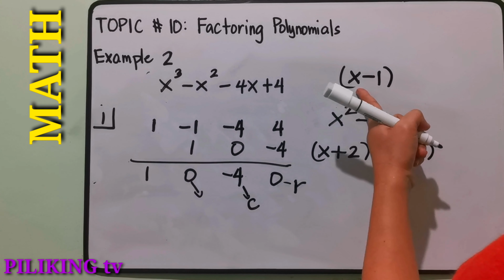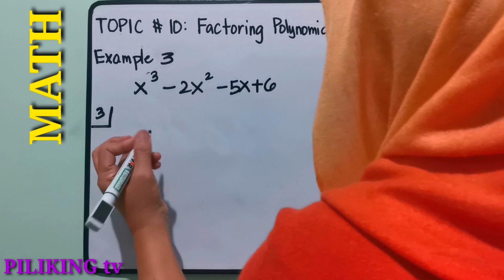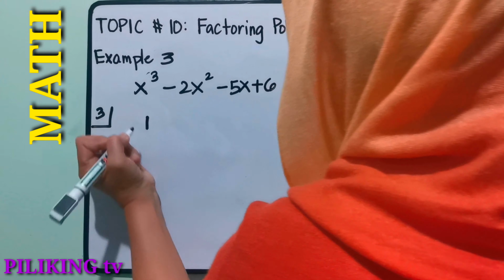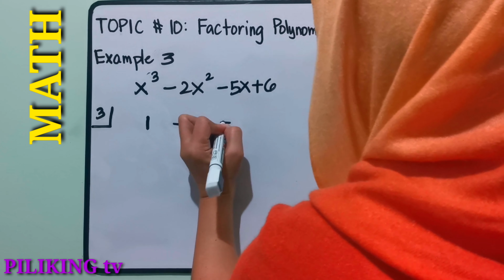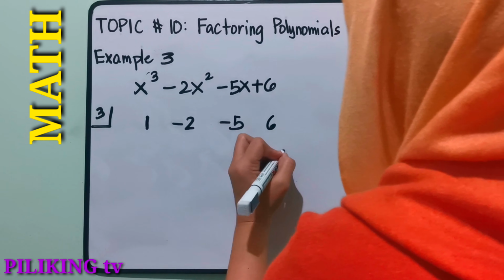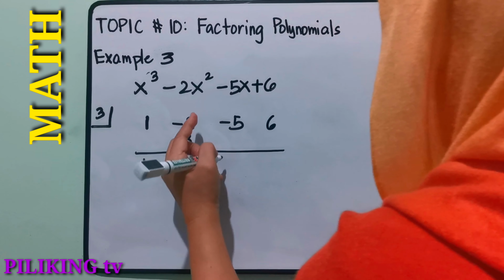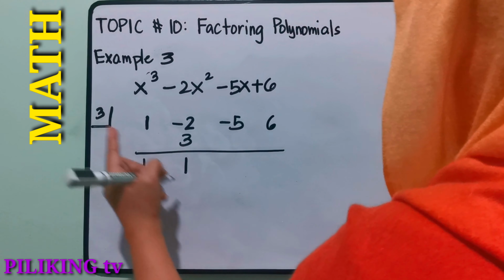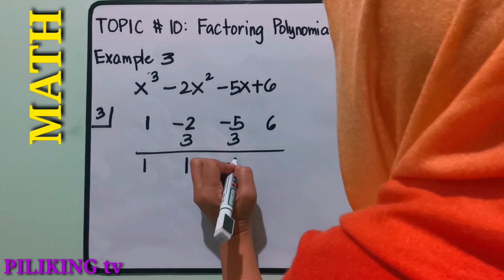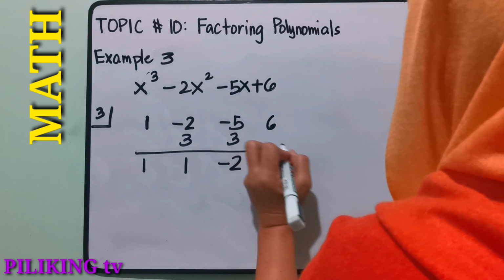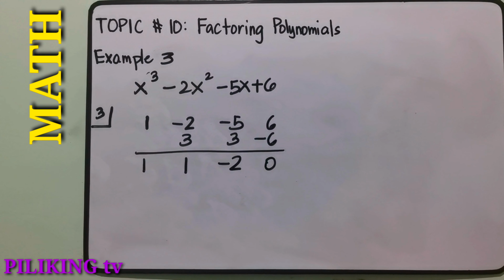Since it is already arranged in decreasing power of x, write down all their numerical coefficients. So we have 1 as the numerical coefficient of x cubed, followed by negative 2, negative 5, and 6. Okay, bring down 1. So 1 times 3 is 3. Negative 2 plus 3 is 1. 1 times 3 is 3. Negative 5 plus 3 is negative 2. Negative 2 times 3 is negative 6. Then our remainder is 0.